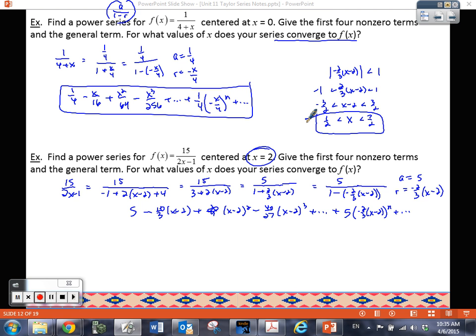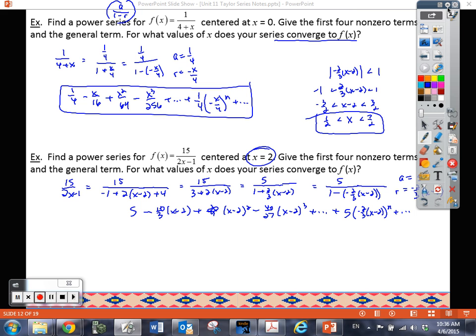I just want to make sure we understand it has to be centered at wherever it's supposed to be centered at. If it's not, you know you made some kind of algebra or arithmetic mistake. Something like that. Okay? All right.